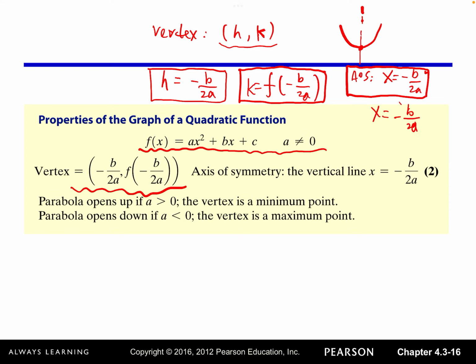Okay, so negative b over 2a is a constant, right? So in other words, x equals a constant. That's matching the line equation for a vertical line. We learned that before.